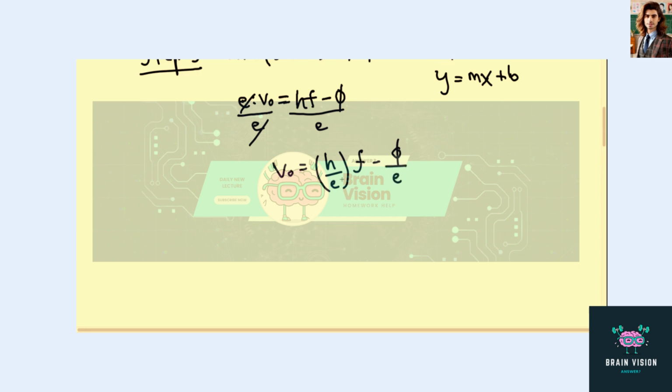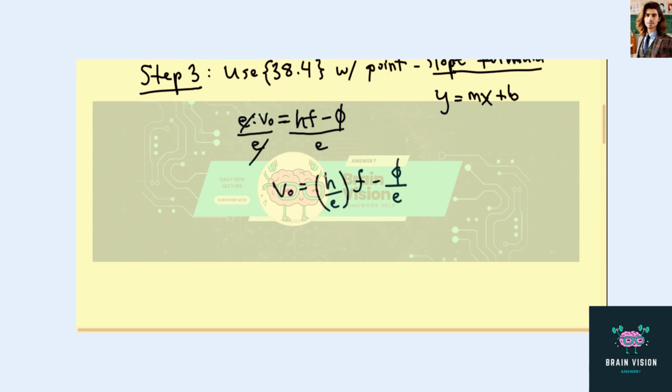Okay, so you can see that we have our stopping potential, which is y, our frequency f, which is x, and we have our slope, which we now know. Our slope, which is m, is equal to h over e, and our y-intercept is minus the work function over e.